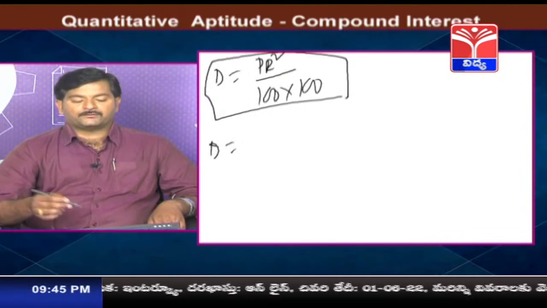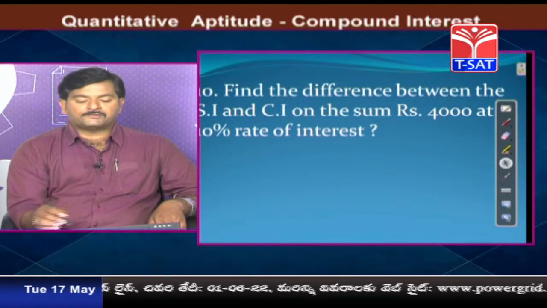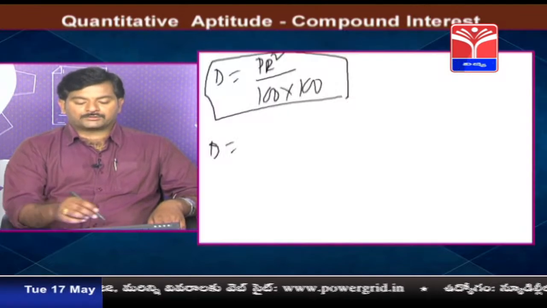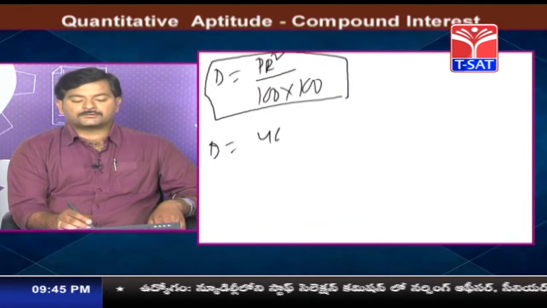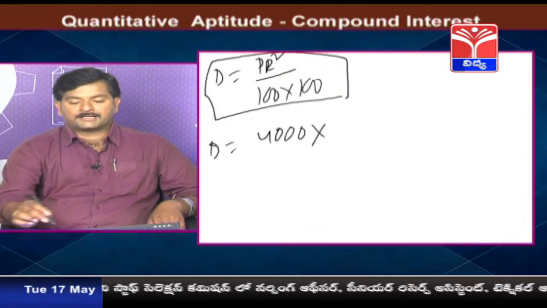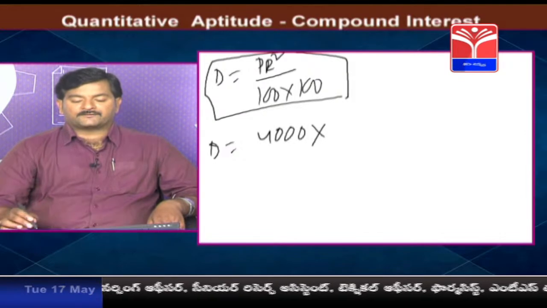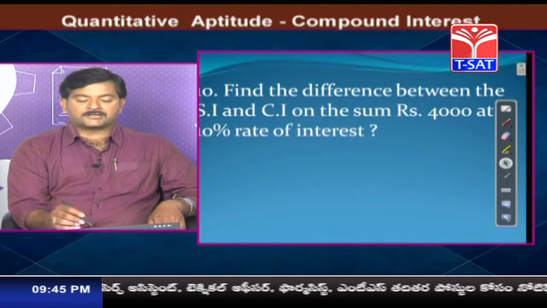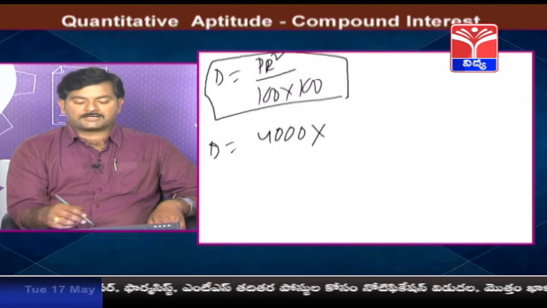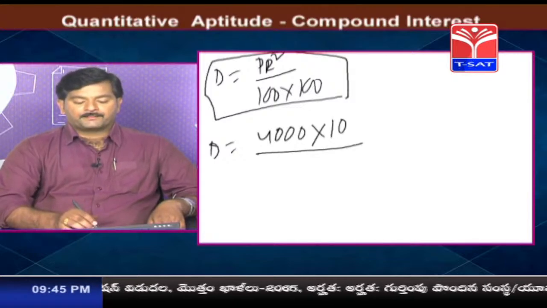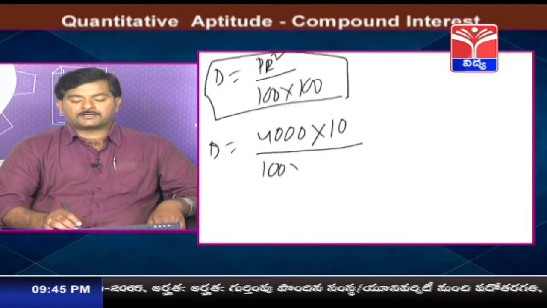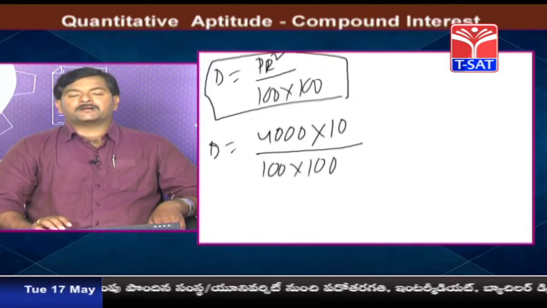To find D value, P value is given. P value how much is given? 4,000 rupees. And the rate of interest is also given. Rate of interest how much is given? 10%. So D is equal to 4,000 into 10 square by 100 into 100, taking all corresponding values.